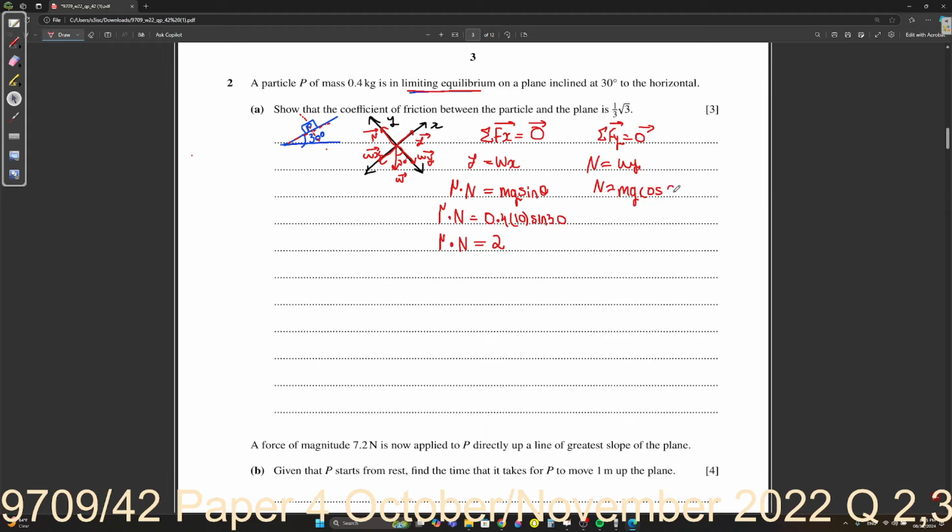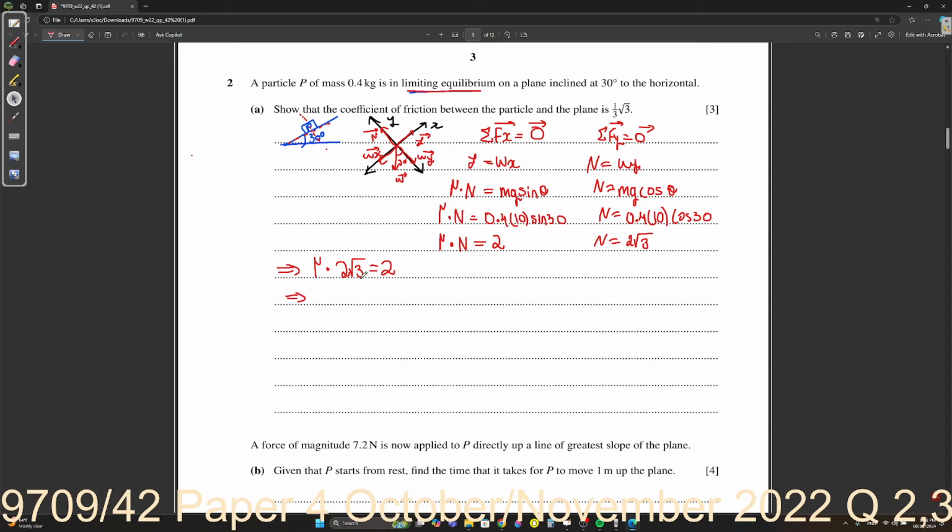cosine theta. So N is going to be equal to the mass 0.4 times g times cosine 30. Okay, so you're going to get N is equal to 2 radical 3, if you do this on a calculator. So now what we're trying to find is the coefficient of friction, mu. We know that mu times N is equal to 2, and we know that N is 2 radical 3. So you can just substitute. So we're going to say mu times 2 radical 3 is equal to 2.